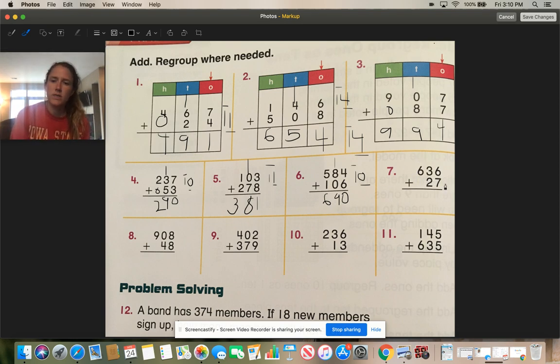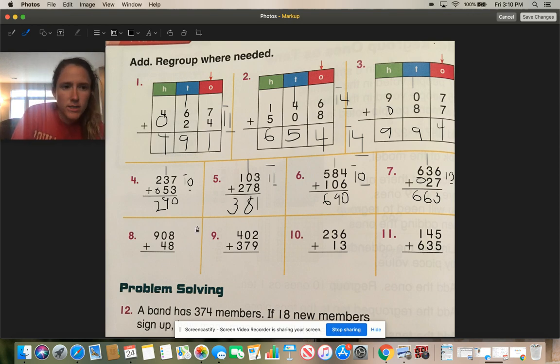636 plus 27. 6 plus 7 is 13. The 3 goes below and the 1 goes above. 3, 4, 5, 6. And 6 plus 0 is 6. Now, second graders, I would like you to try 8, 9, 10, and 11 on your own. And when you are ready, press play and then we will go over them. So 8, 9, 10, 11 on your own and then press play.